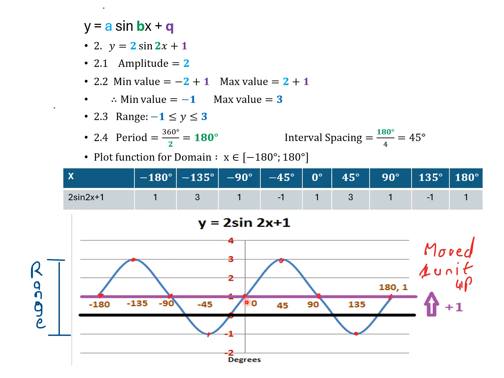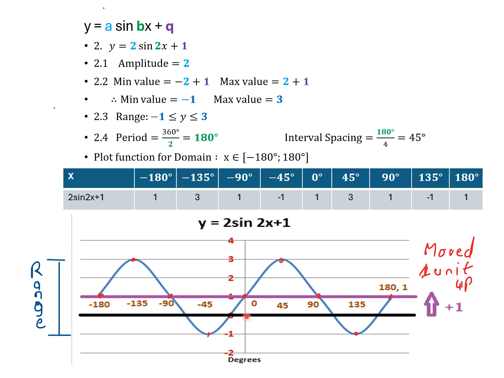If I plot now, my first point is at 0 and 1. So instead of being at 0 and 0 here, it's moved 1 unit up to 1. Do you see there? At 45, instead of reading 45 and 2, now it becomes 45 and 3. There, 90 and 1. Then we have 135 and negative 1. 180 and 1. Come this side: negative 45 and minus 1. Negative 90 and 1. There, negative 135 and 3, and negative 180 and 1.